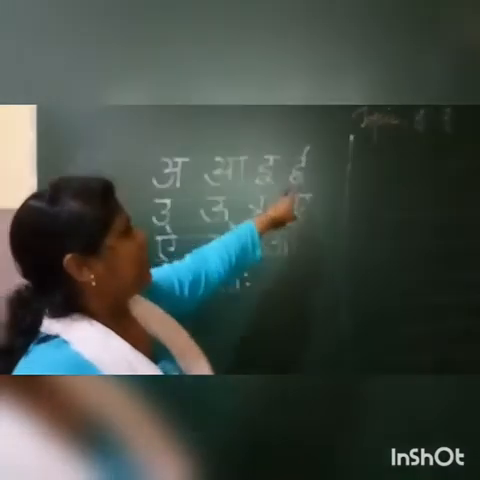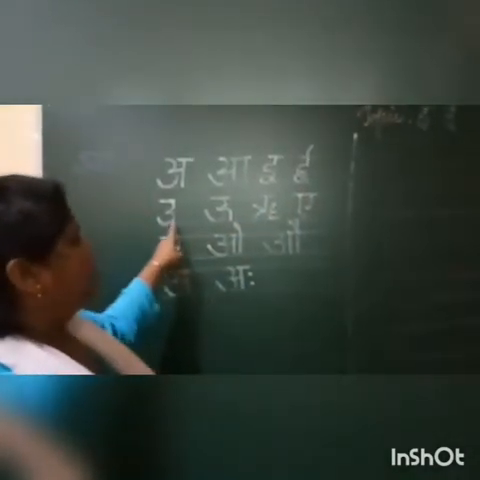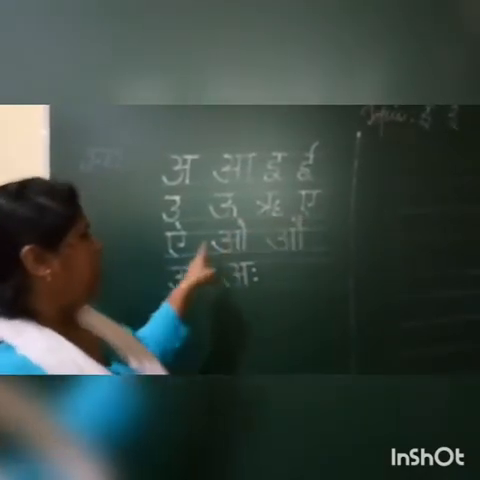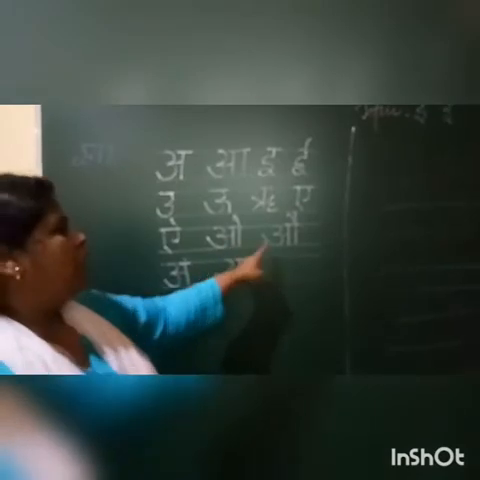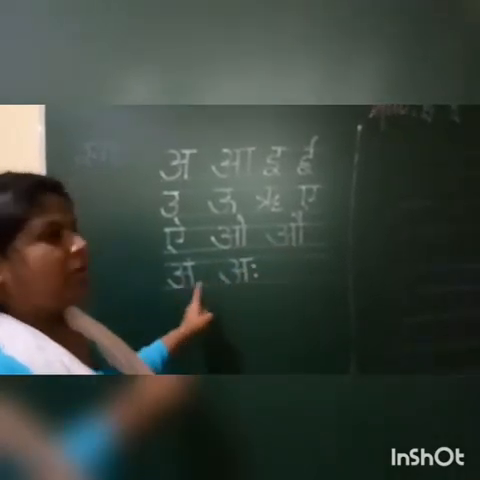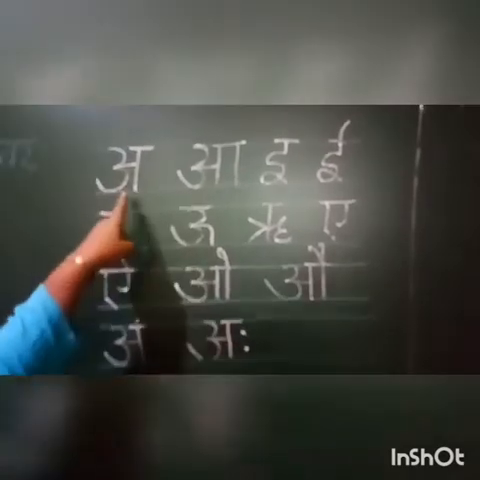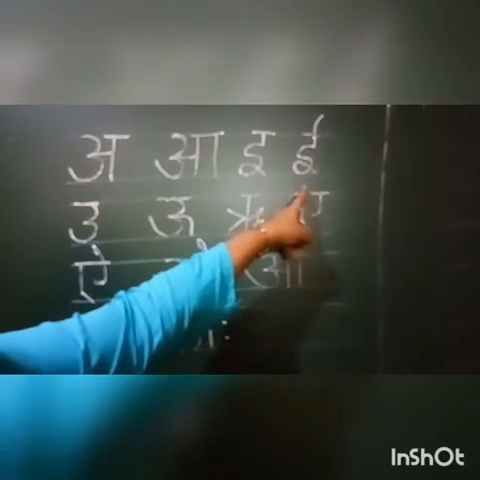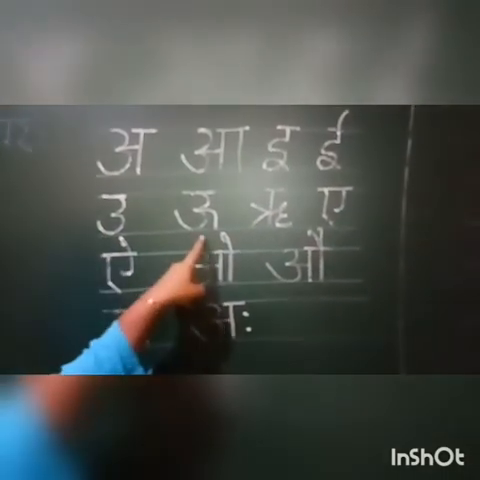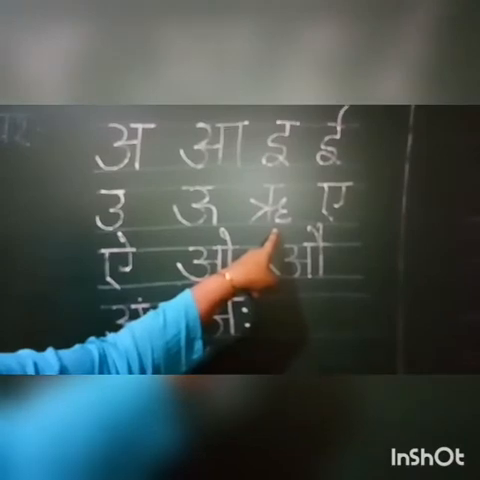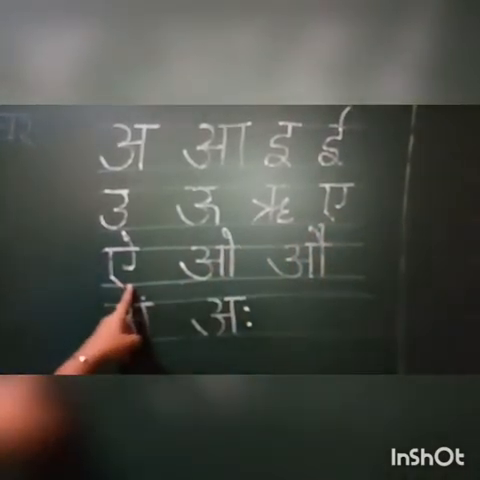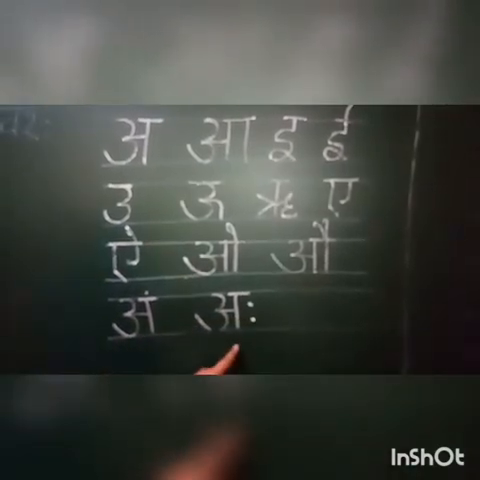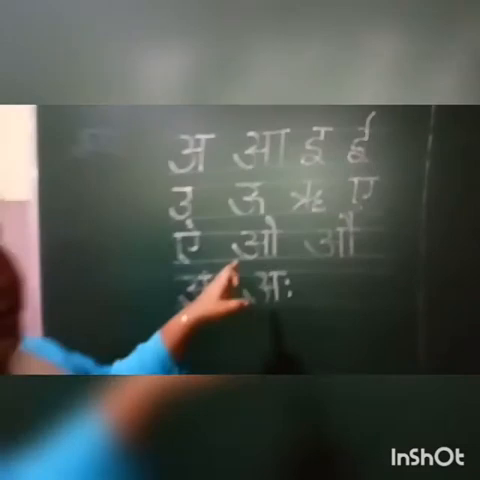A, E, U, Ri, E, I, O, AHA. Once again, A, E, U, Ri, E, I, O, AHA. Okay, children, oral you have to learn this.